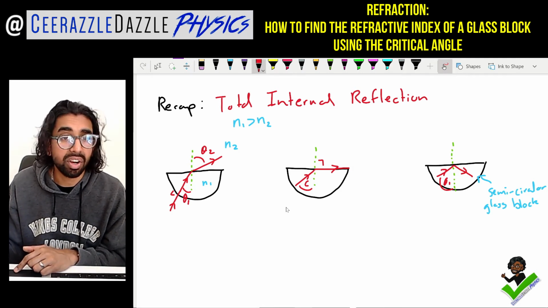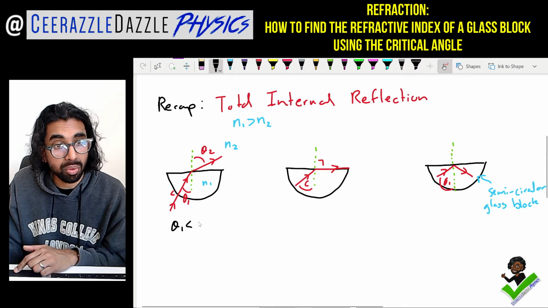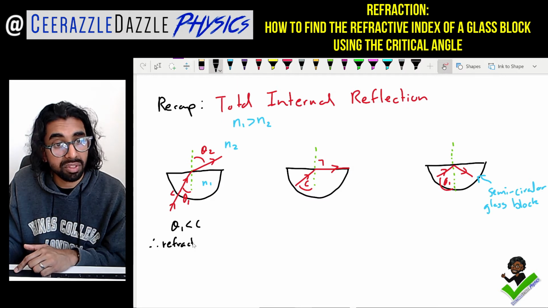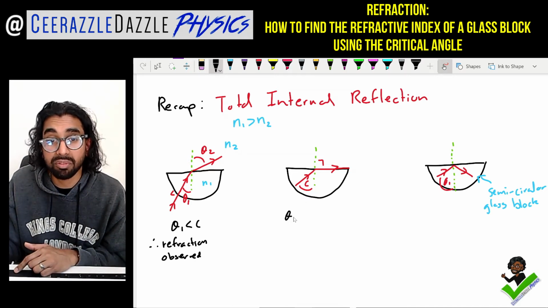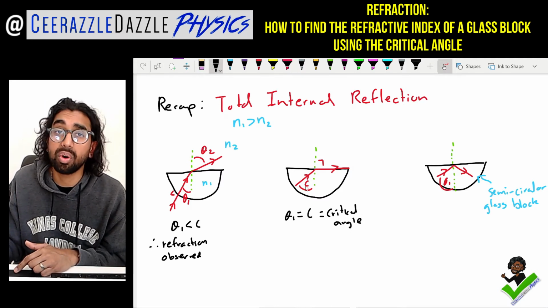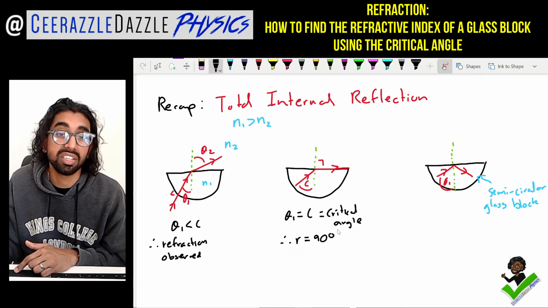Initially, theta 1 is less than the critical angle. That's why we get refraction. Therefore, refraction observed. Then when the angle of incidence theta 1 is equal to C, and don't forget C is the critical angle, we can see that the angle of refraction will be what? The angle of refraction R is equal to 90 degrees here.